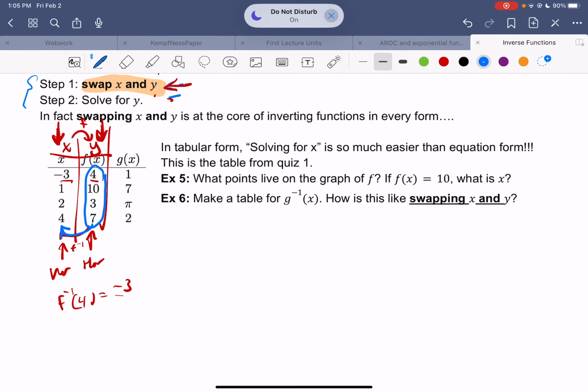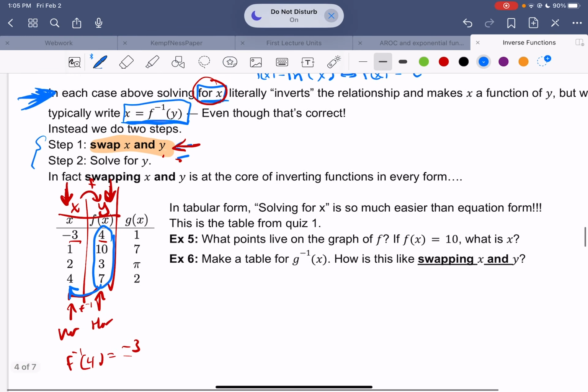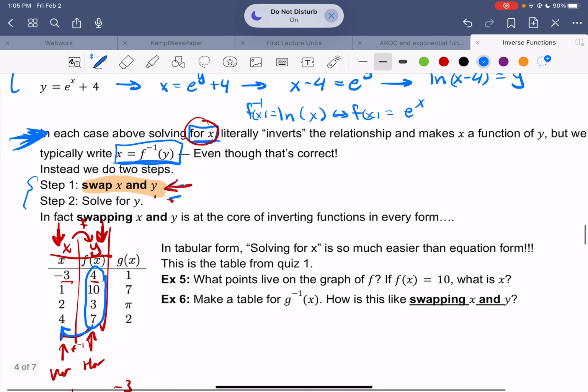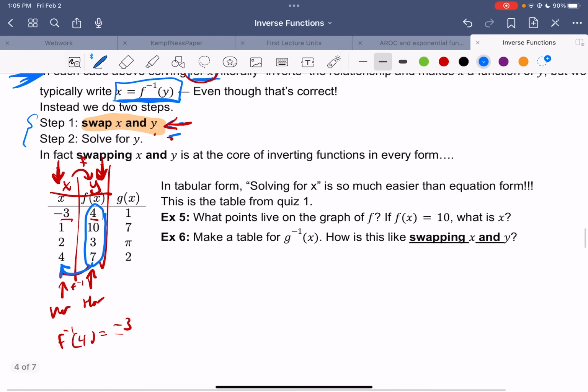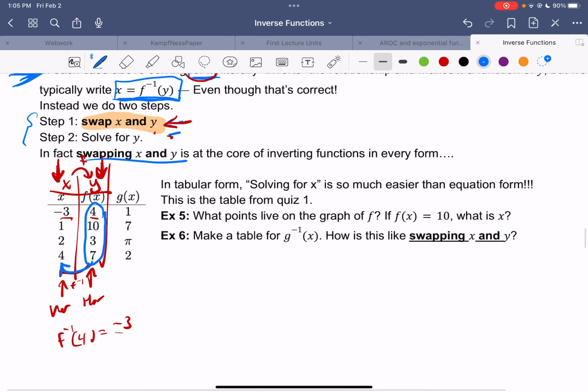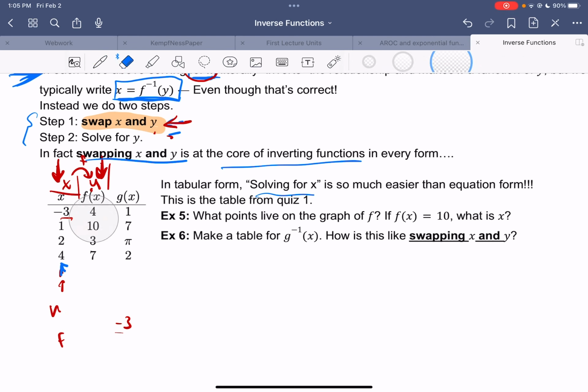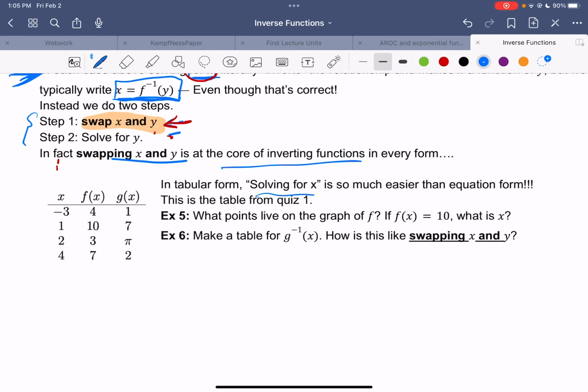All right, so let's go ahead and finish up exercise 5. Did we do exercise 4? Yes, we did exercise 4. Okay, so swapping x and y, that's at the core of inverting functions. And in tabular form, solving for x is so much easier, right? Because if I asked you, hey, y equals 4, and I'm referring to the function f, what is x? Oh, you'd say y is 4, x is minus 3, right?